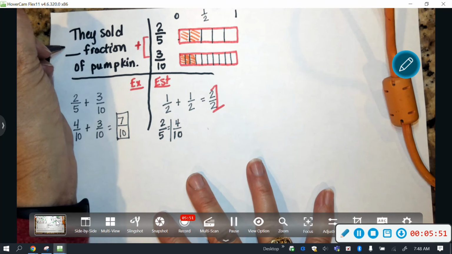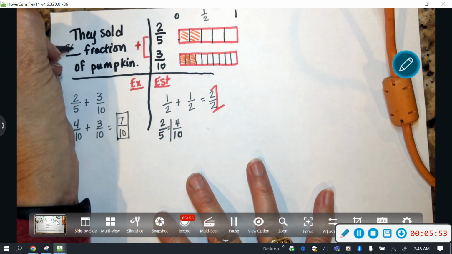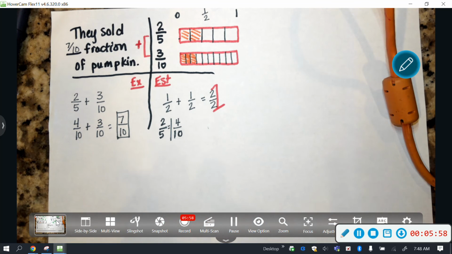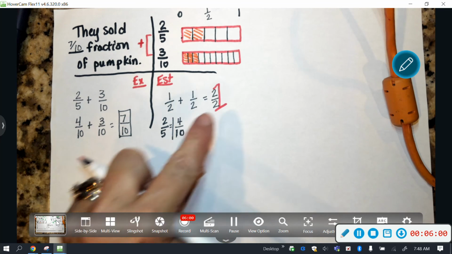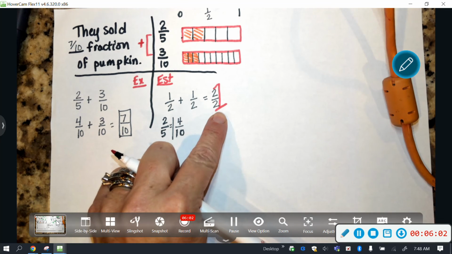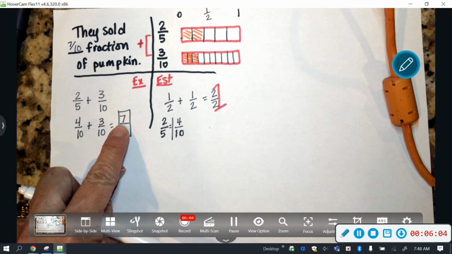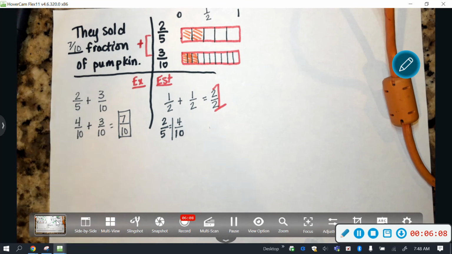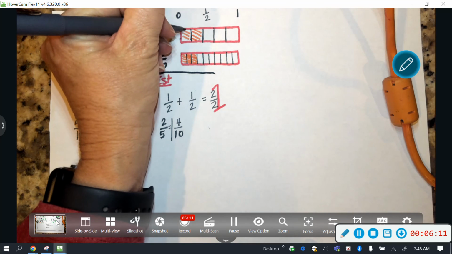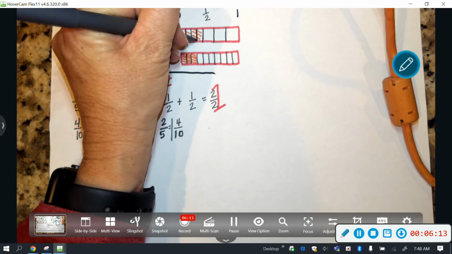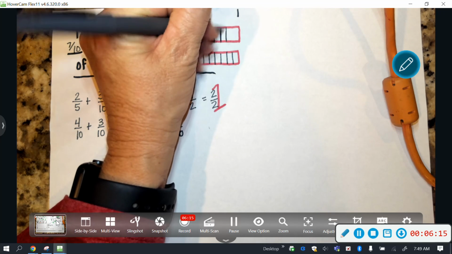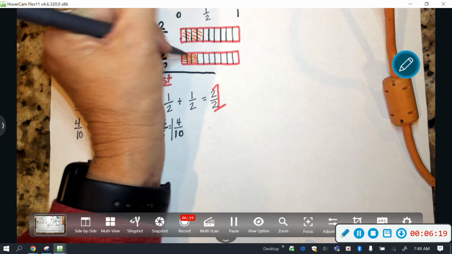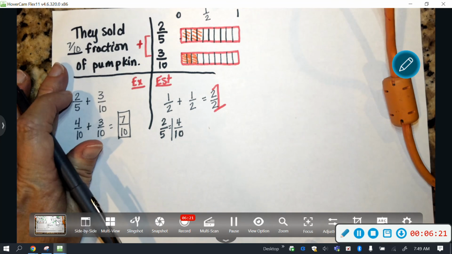So right now I'll go back to my question, I'll write in my answer, and I probably need to ask myself if that's reasonable. Is 7/10 on its way to being a whole? Yes, it is, because I just need 3 more tenths to get to 10. And then another thing I could do is think about cutting these into tenths, taking my picture and modifying it. So if I have 4/10 here and 3/10 here, then I do get 7/10.